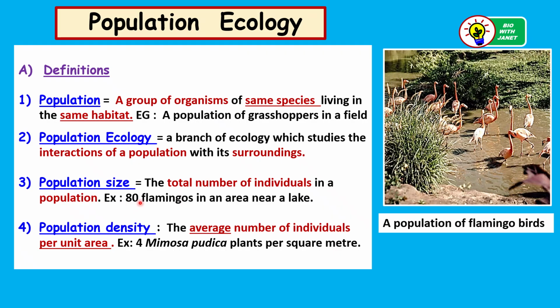Now, number 3, population size means the total number of individuals in a population. For example, 80 flamingos living in an area near the lake. Whereas population density is slightly different. Okay, population density is the average number of individuals per unit area. For example, 4 mimosa pudica plants per square meter of a field. That means for each square meter, there is an average of 4 mimosa pudica plants. All right. So to calculate population density, we'll need to use a particular formula.